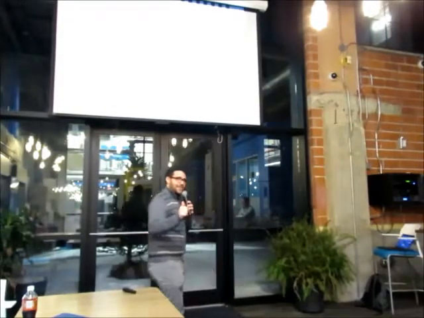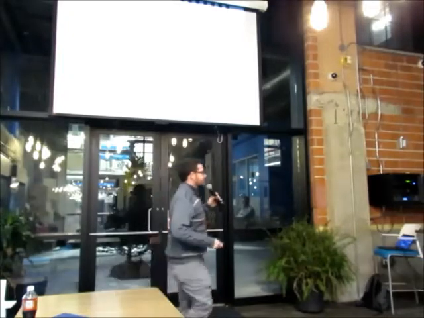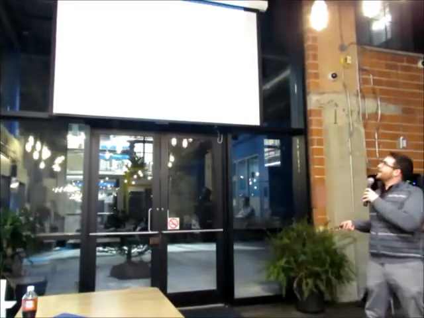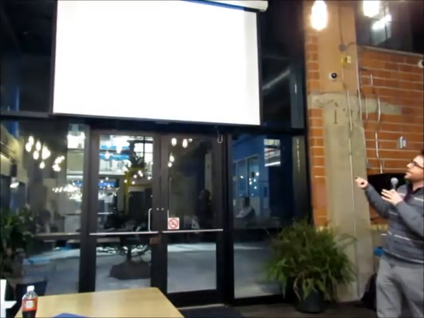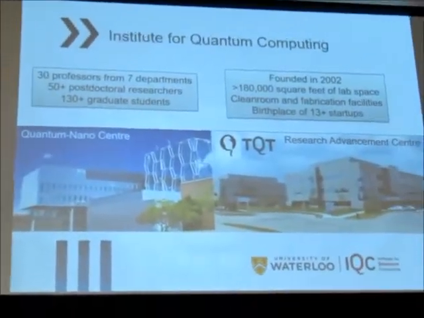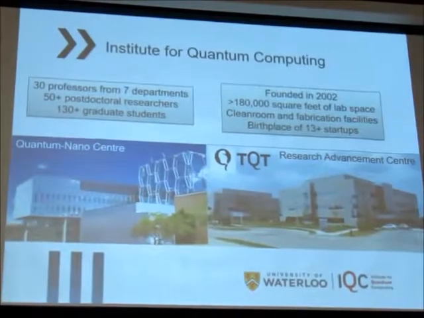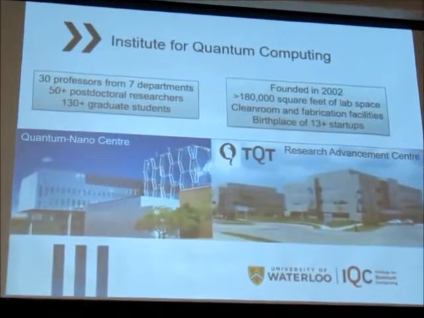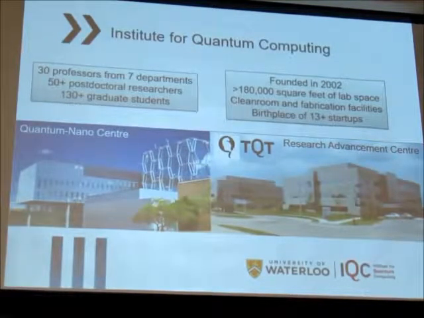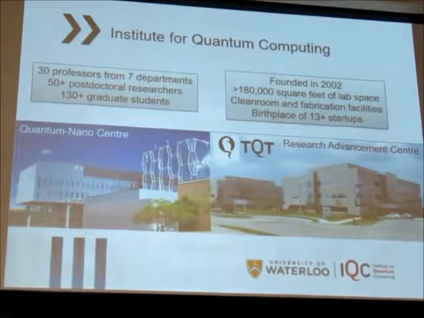Yeah? Okay. So, I come from the Institute for Quantum Computing. We are at the University of Waterloo. We're not a faculty, but we're an institute in the University of Waterloo. We have about 31 professors now from 7 departments, and over 200 researchers total when you include postdoctoral fellows, graduate students, and undergraduate researchers. We were founded in 2002.